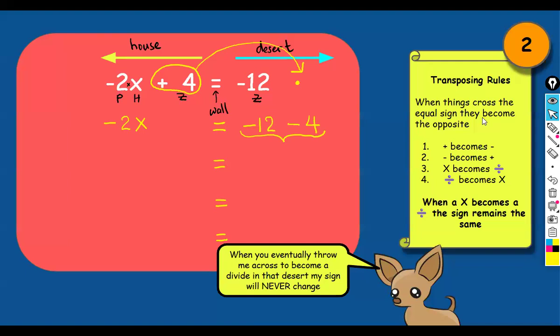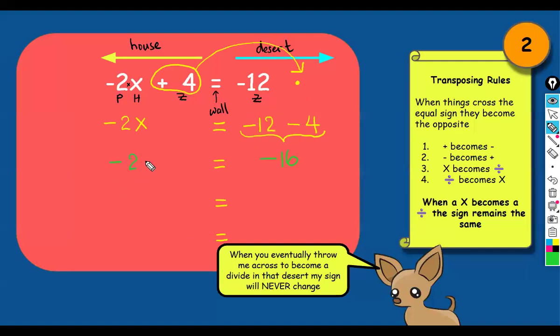Work it out, work it out. Right, a lot of people are like, I could see the revising, so that's good, right? Minus 12 minus 4 will give you minus 16. Remember, when signs are the same, you add, and then you put back the sign of the larger value.